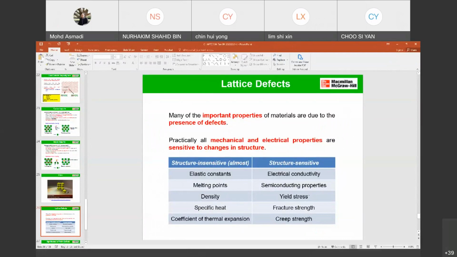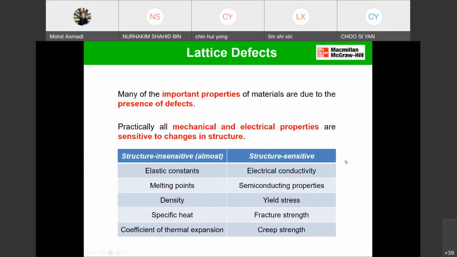Okay, if you look here, many of the important properties of material are due to the presence of the defects. Mechanical and electrical properties are sensitive to change in structure. For example, the most sensitive are the electrical ones. Yield strength and fracture are the mechanical ones. Creep, and semiconducting is electrical. Density and melting are almost insensitive to structure.